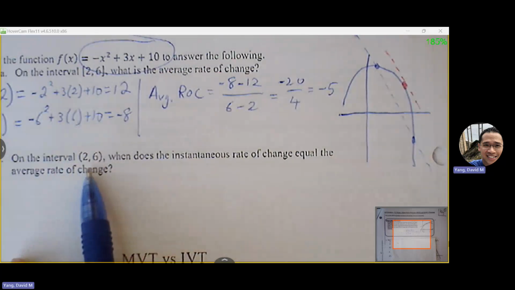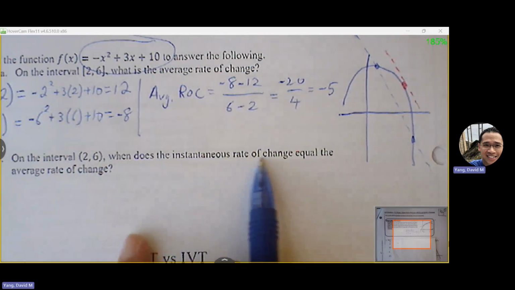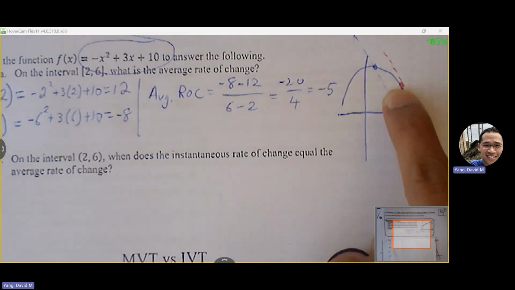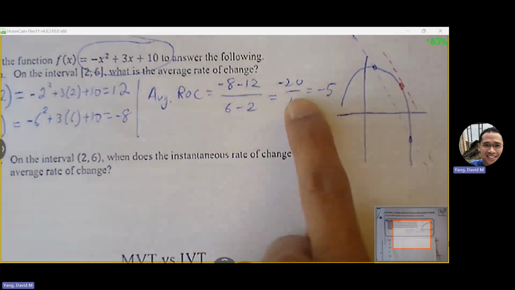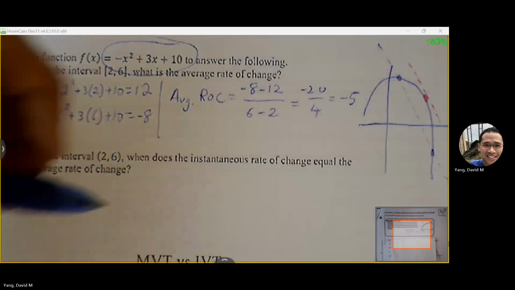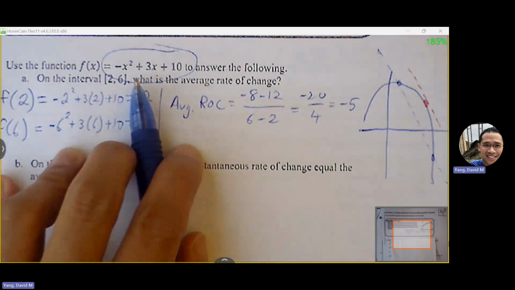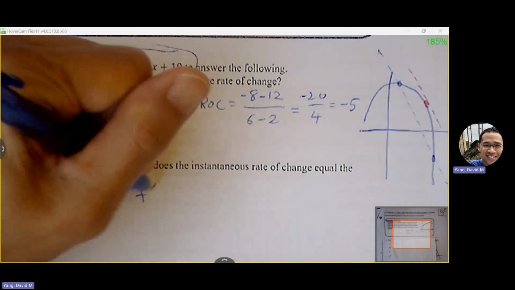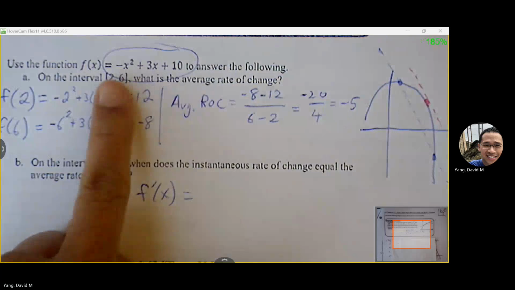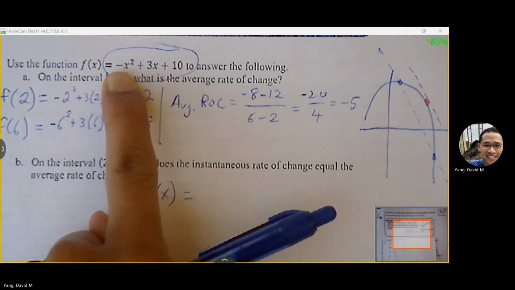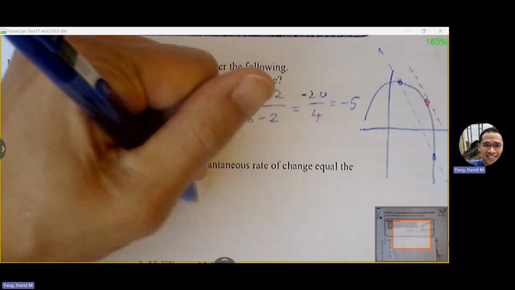Okay, so now between 2 and 6, when does the instantaneous rate of change equal the average rate of change? So we're just basically finding a place on the curve where the slope is matching this particular slope. So now we can move on to our derivative process, f prime, because f prime is going to give us information about slope at every point on the curve. So what's f prime of x equal to? What's the derivative? -2x plus 3.